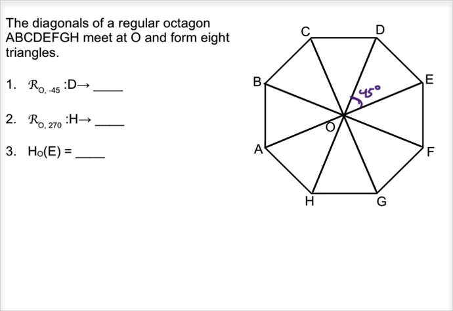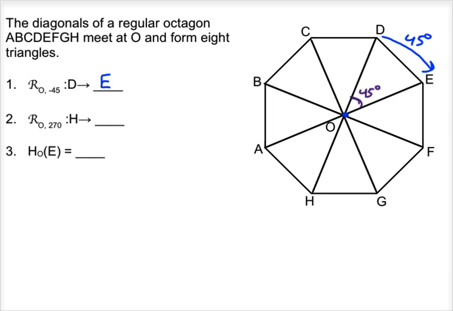So for number 1, O is my center. That's good. And if I start at D and rotate negative 45 degrees, so that's going to be clockwise, this way, 45 degrees, where would I end up? And I just end up at E.